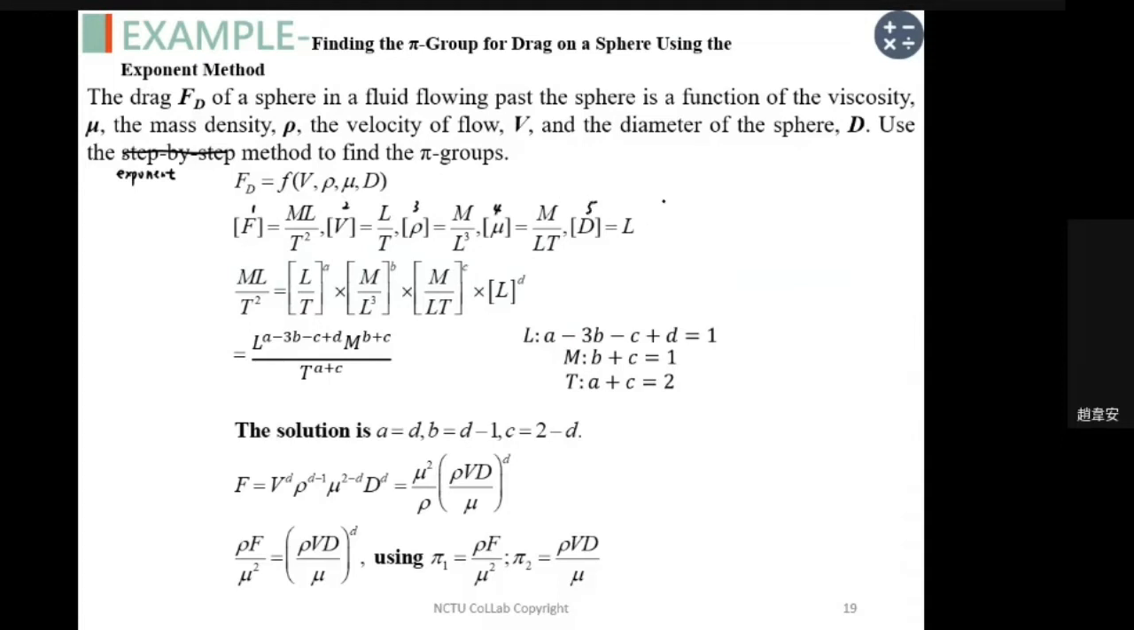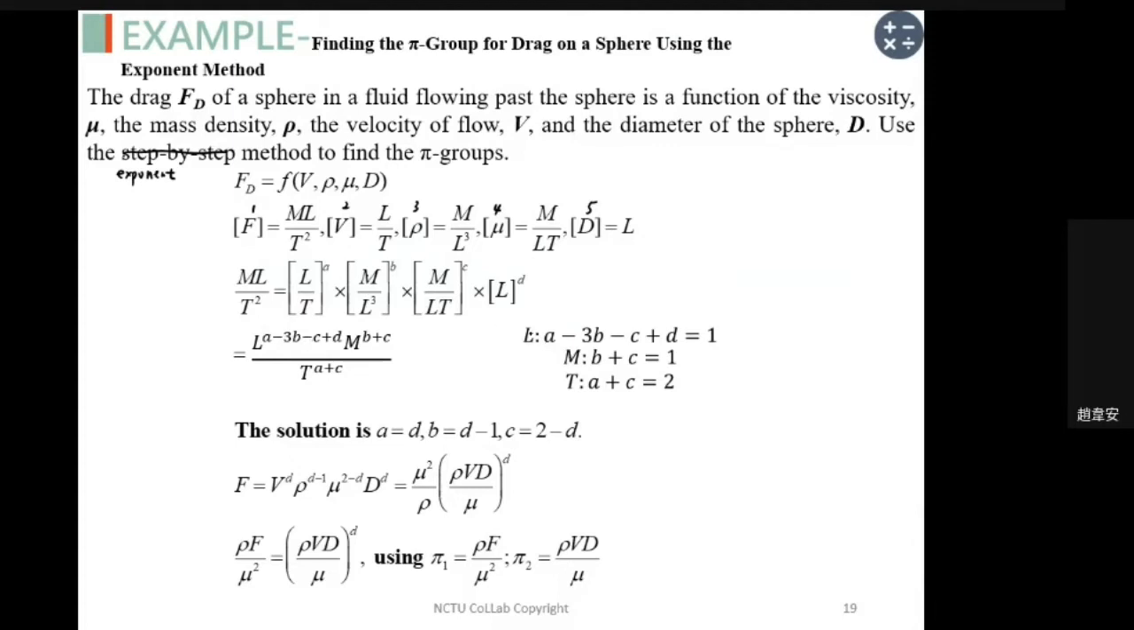So in total we have 5 physical parameters, and we show the dimension for each parameter. The drag force is M L divided by T squared, velocity is L divided by T, density is M divided by L cubed, viscosity is M divided by L T, and the diameter is L. On the left-hand side, the dimension is that of the drag force, M L divided by T squared, and on the right-hand side are the velocity, density, viscosity, and diameter. We don't know the exact values for the powers, so we use A, B, C, D. We reorganize all of the power coefficients and balance the left-hand side and right-hand side.